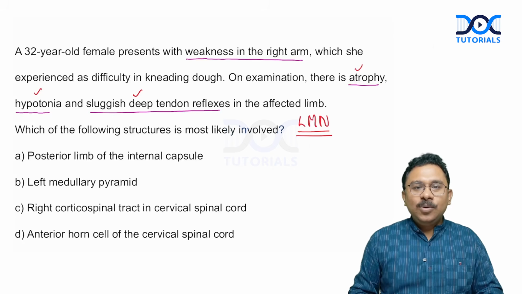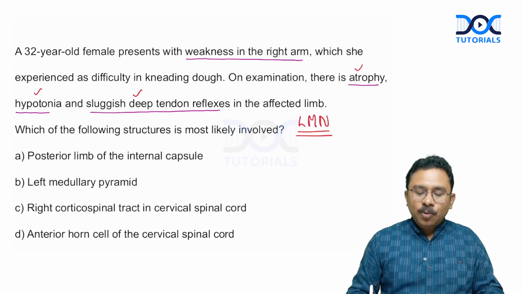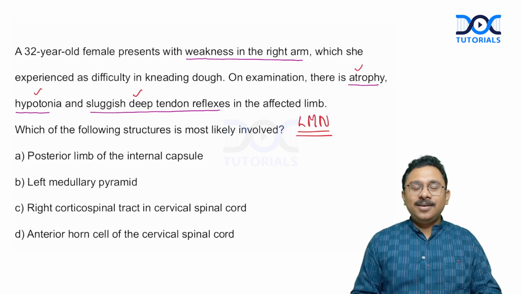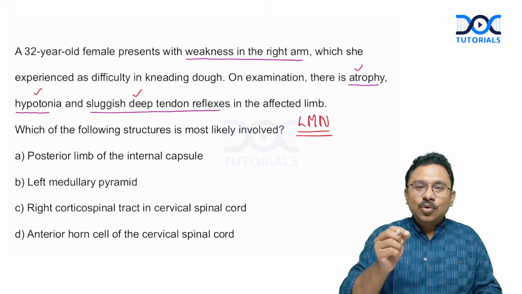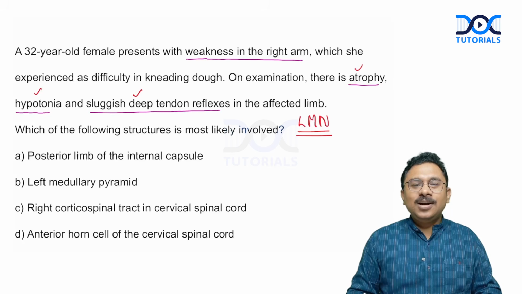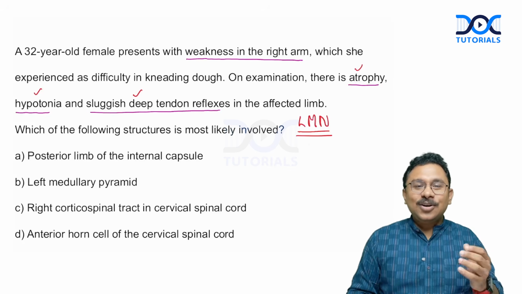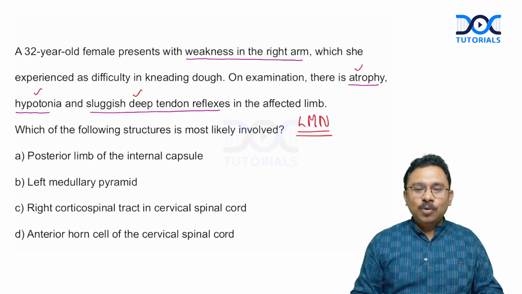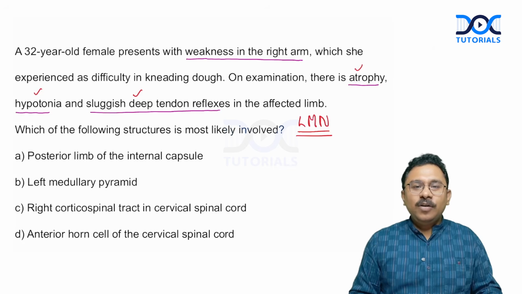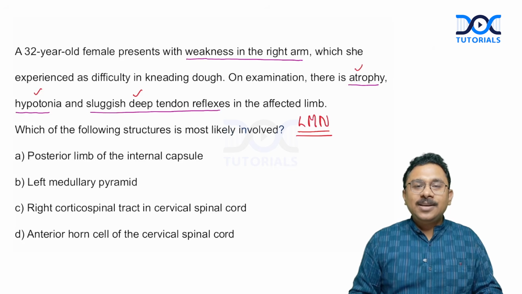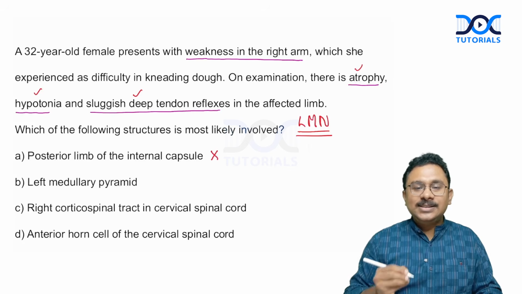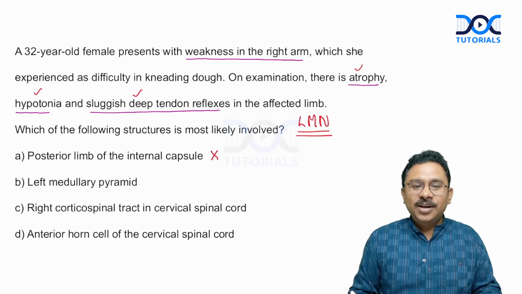Now, have a look at the options. What is option A? Posterior limb of the internal capsule. What goes through the posterior limb of the internal capsule? We have learned that through the genu and the anterior two-third of the posterior limb, the corticospinal tract passes. When there is a lesion involving the corticospinal tract, are you expecting UMN weakness or LMN weakness? UMN weakness. But in this question, we are not considering UMN weakness. I'm eliminating option A.